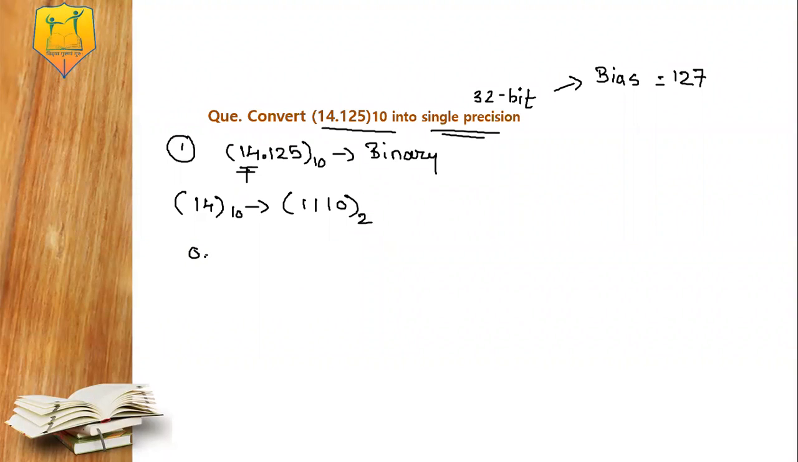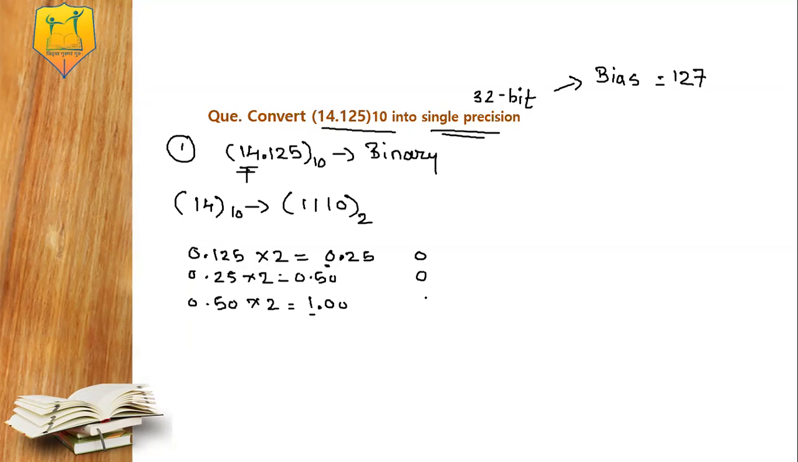Then we know 0.125, okay, to convert it into binary we multiply by 2. So 0.125 into 2 is 0.25. Here we note the exponent value on the side. Next, the rest part 0.25 into 2 becomes 0.50. So again I'm taking 0. Next, 0.50 into 2, so here I'll get 1.00. So here I get 1, and I'm going to stop here because I got my 1 over here.